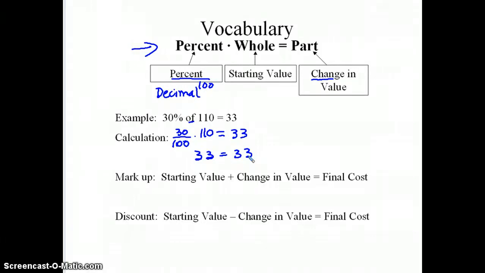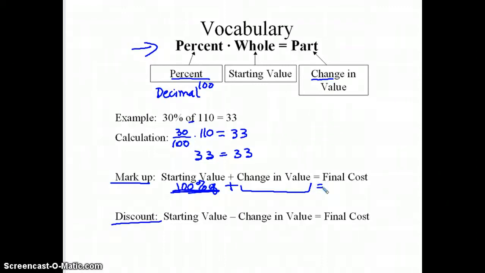Now, when I'm thinking about percents, wholes, and parts, there are two things that come up. We have something called markup and discount. Whenever I look at markup, the starting value is 100% of what I start with. That always has to stay there. Then, because I'm marking it up, like I'm in a store and I purchased something to sell to my customer, I need to make a profit. So I am going to add on a certain amount. And when I add that certain amount on, I have a final cost.